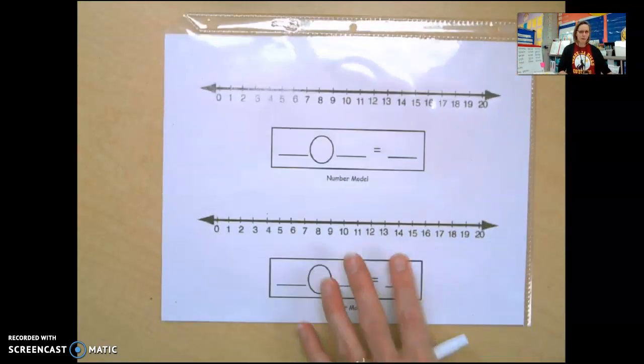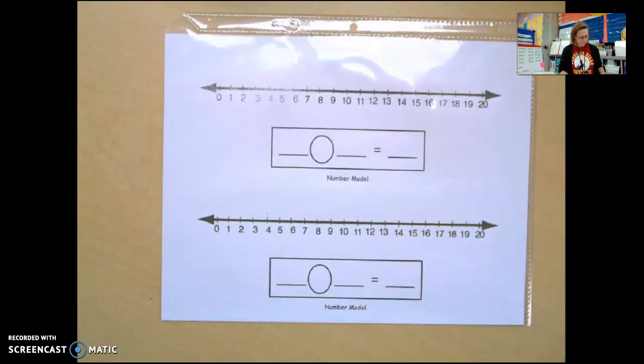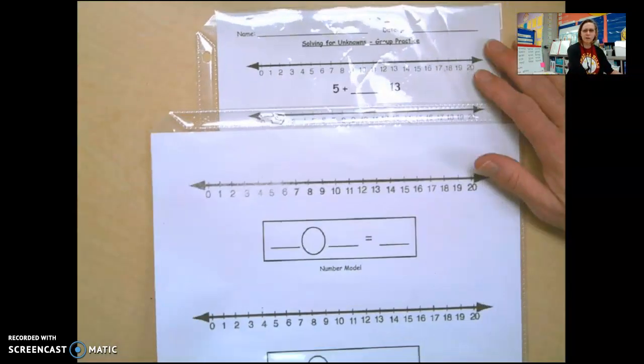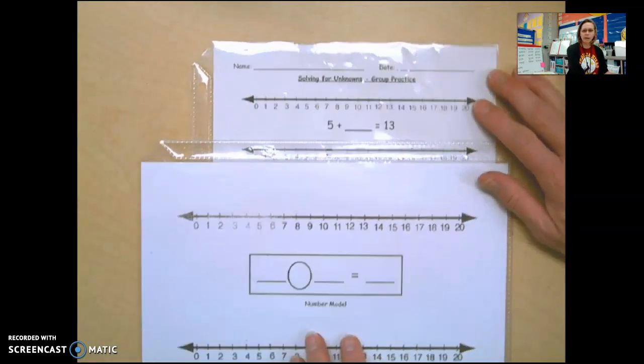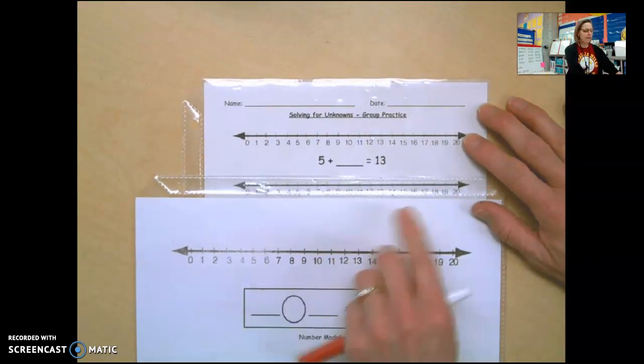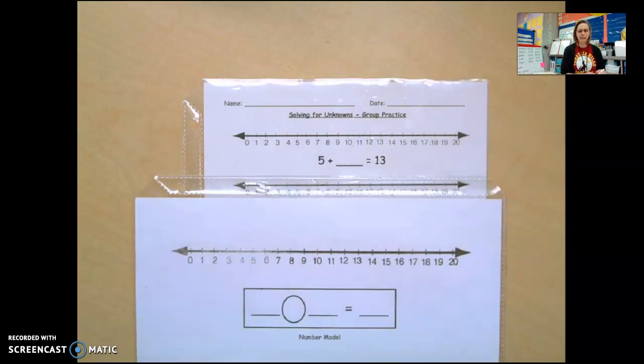All right, so this is the paper that I want you guys to have. And this is the list of problems that we're going to start going over, okay? So you have your paper in front of you, and then I have mine here. Now, as I go through this, what I want you guys to do is write down the numbers as we go.